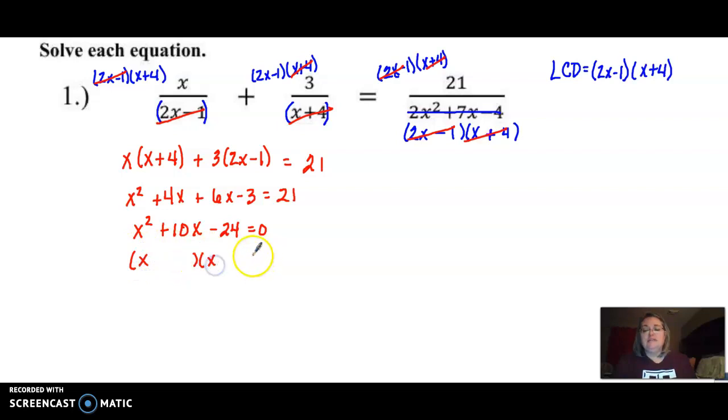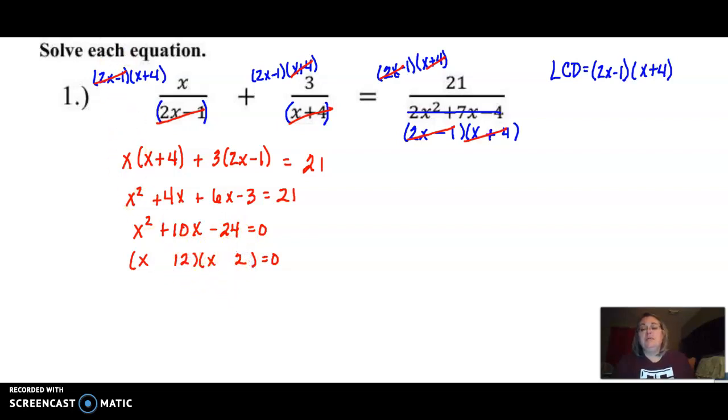x and x. Since I have a leading coefficient of 1, I'm looking for factors of 24 that will add or subtract to be 10. Well, initially I think of 6 and 4, but remember this tells me my signs need to be different. If my signs are different, 6 and 4 would give me a -2 or a +2. Since I want a 10 with 24, I'm going to want to use 12 and 2.